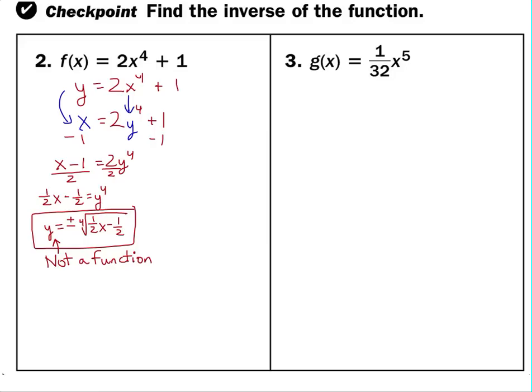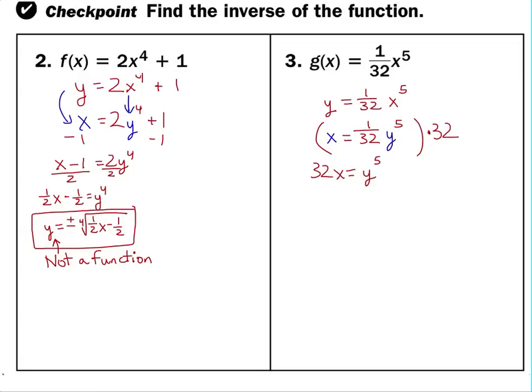Now let's look at number 3 instead. Well, it gives a little contrast with what was going on in number 2. Well, first of all, just like before, y equals, and then the old switcheroo. So x equals 1/32 y to the 5th. And then we need to go ahead and solve everything, right? So first thing we're going to do is multiply by 32. That's both sides of the equation. So 32x equals y to the 5th.